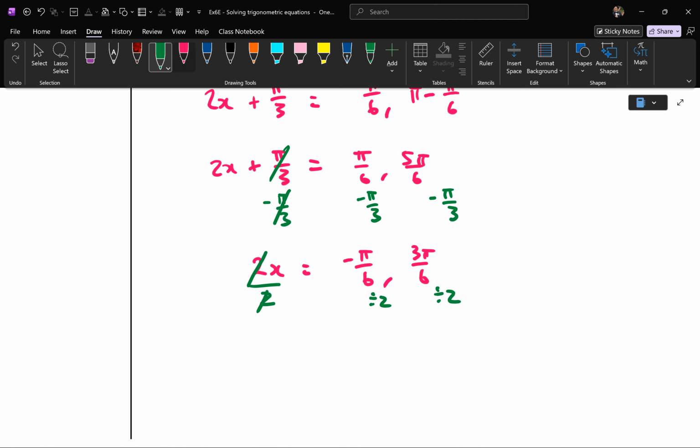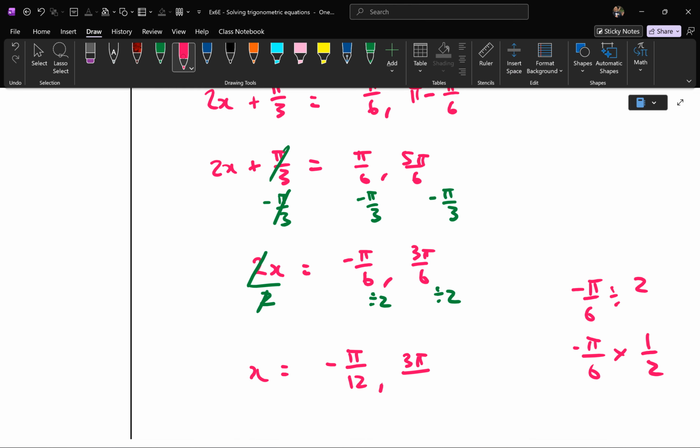2 divided by 2 cancels out, and you're finally at the last step. X is equal to negative pi and 6 divided by 2. For those who aren't good with their fractions, when you divide by 2, it's the same thing as timesing half. So you're timesing 6 by 2. So you should get negative pi on 12, and then 3 pi on 12.